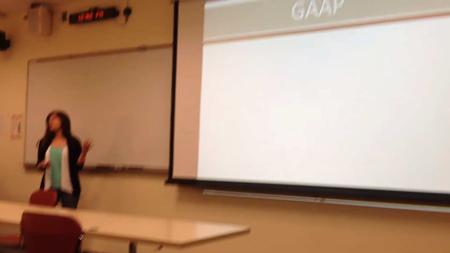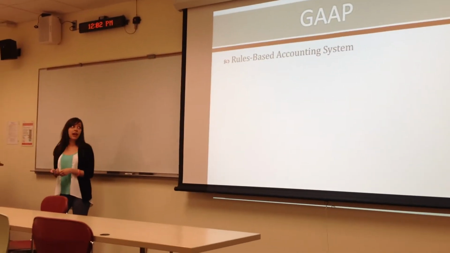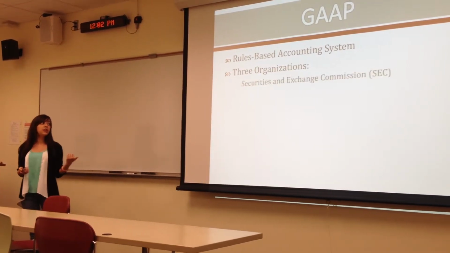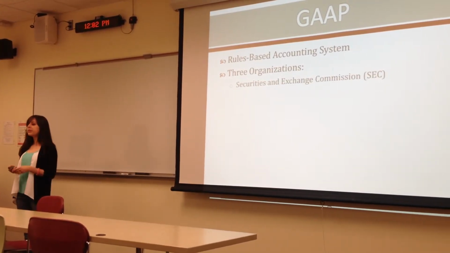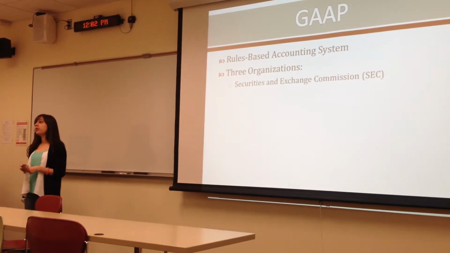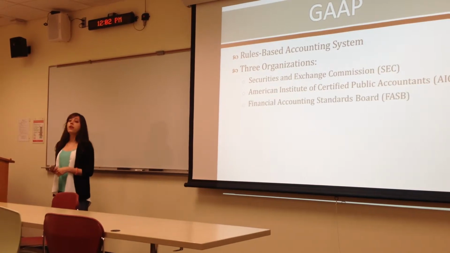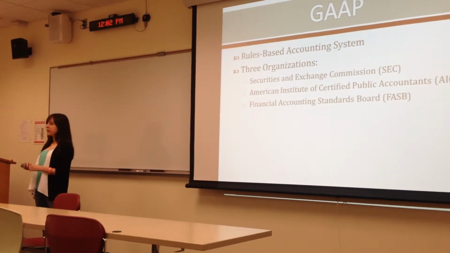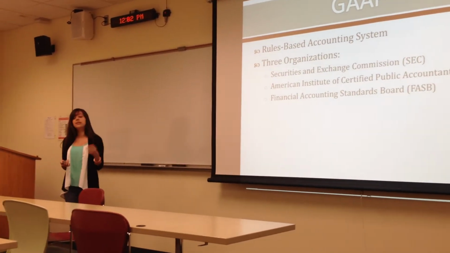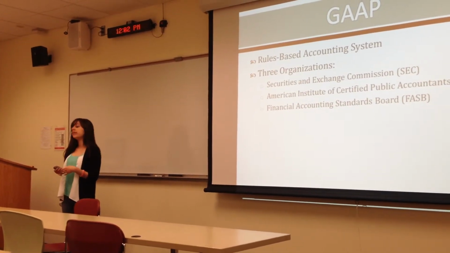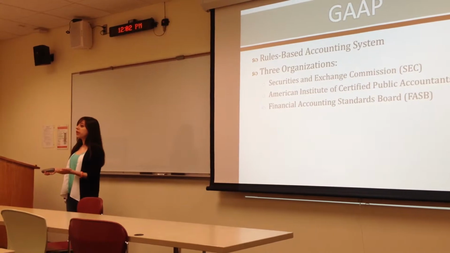So first and foremost, what is GAAP? GAAP is a rules-based accounting system that's mainly developed by three different organizations, which are the Securities and Exchange Commission, or the SEC, and then the private sector, which is composed of the American Institute of Certified Public Accountants, or the AICPA, and then the Financial Accounting Standards Board, or the FASB. Now, the SEC acts as the oversight and the enforcement for the private sector because it requires that all companies that are registered with it adhere to GAAP.